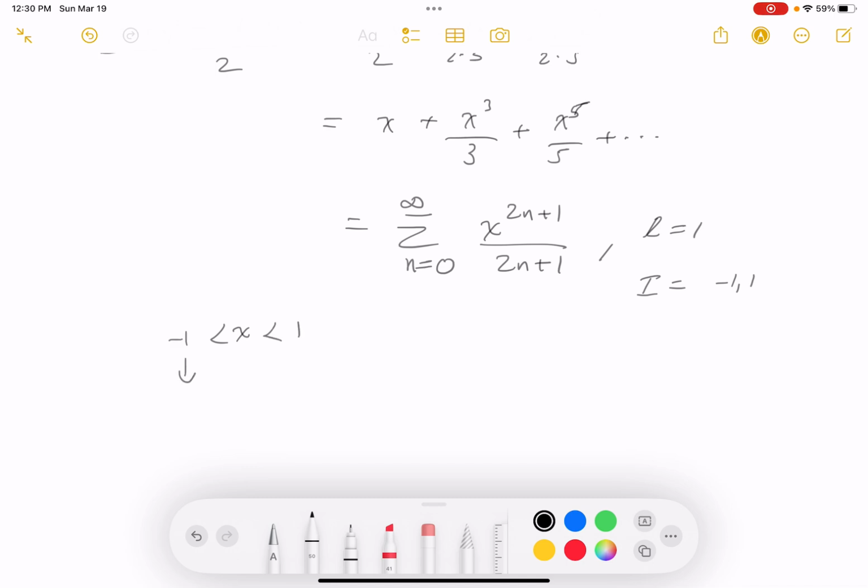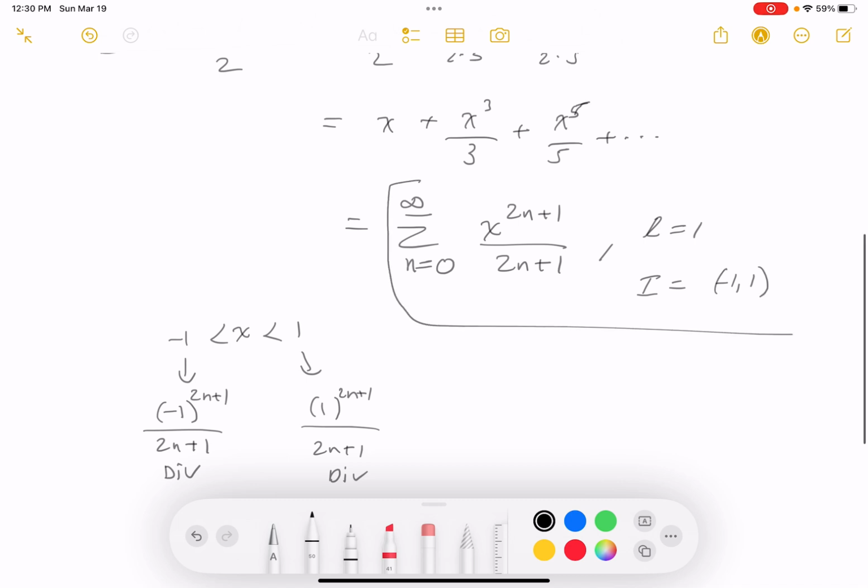What do you get? You get minus 1 to the 2n plus 1 over 2n plus 1. This is divergent. And if you try the other endpoint, you're going to get 1 to the 2n plus 1 over 2n plus 1. It's also divergent. So we lost an endpoint there. This will be your answer, and you need to move on. Thank you.